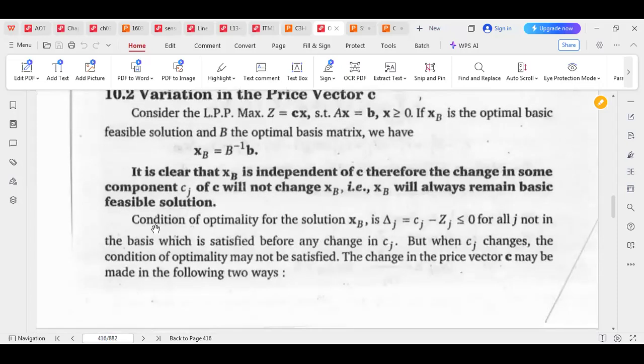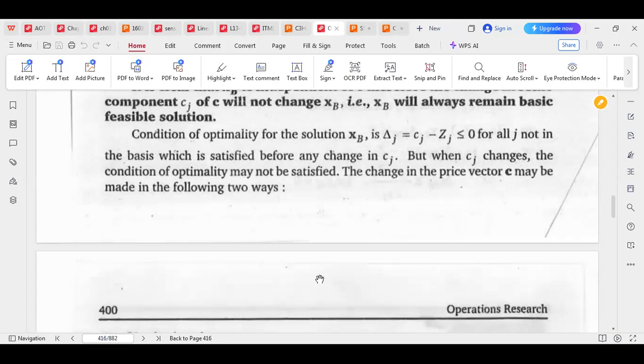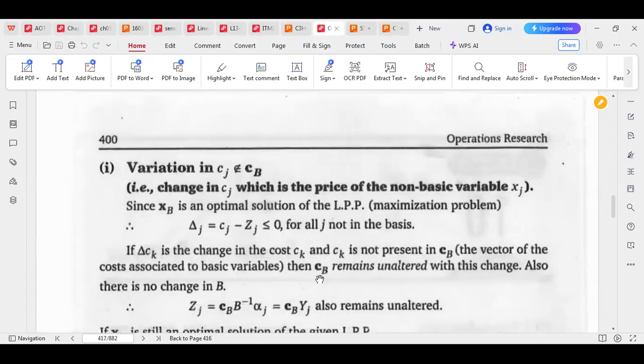So the condition for optimality of the basic solution will be del z, in terms of del z equals Cj minus Zj, must be negative for all j not in the basis, which is satisfied before any changes in Cj, but when Cj changes, the conditions of optimality may not be satisfied. So the change in the price vector or cost vector C may be made in the following ways.